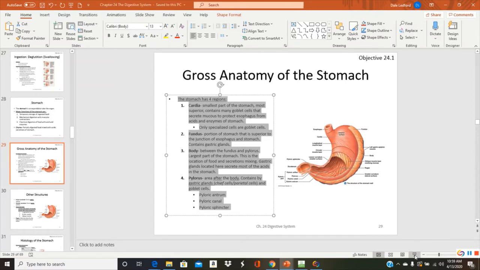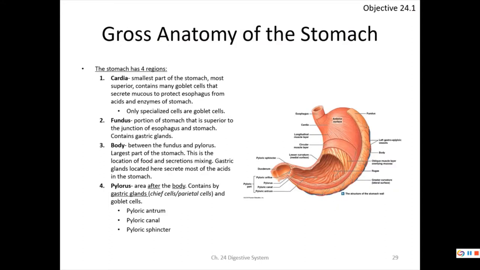I'm much happier. So it protects us from acids and enzymes. It really only has specialized goblet cells; there are really no other specialized cells. Now the fundus is this hump, and its major specialized cells are called gastric glands.